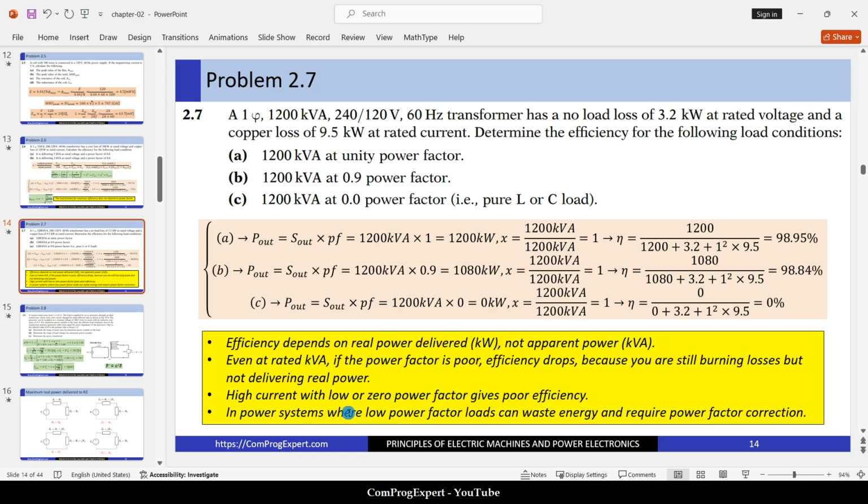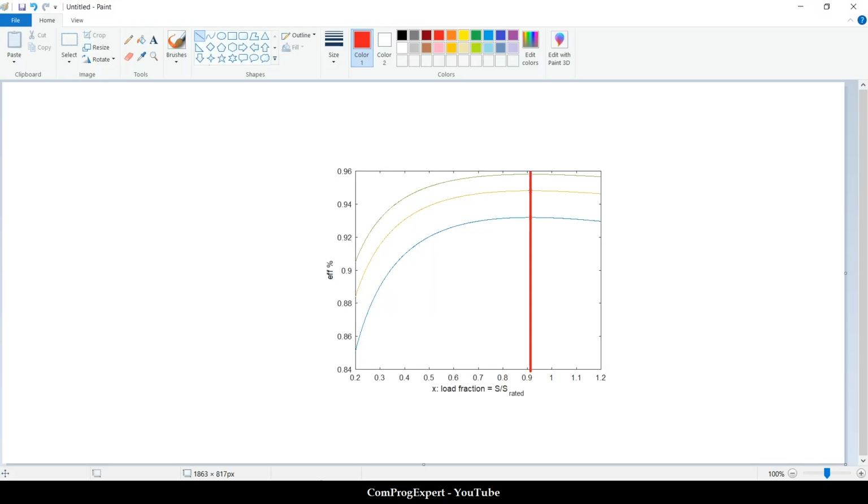In power systems, low power factor loads can waste energy and require power factor correction. Yes, in power systems where the load power factor is low, we need to modify the power factor to actually increase the efficiency of the transformer. Otherwise, we have waste of energy.